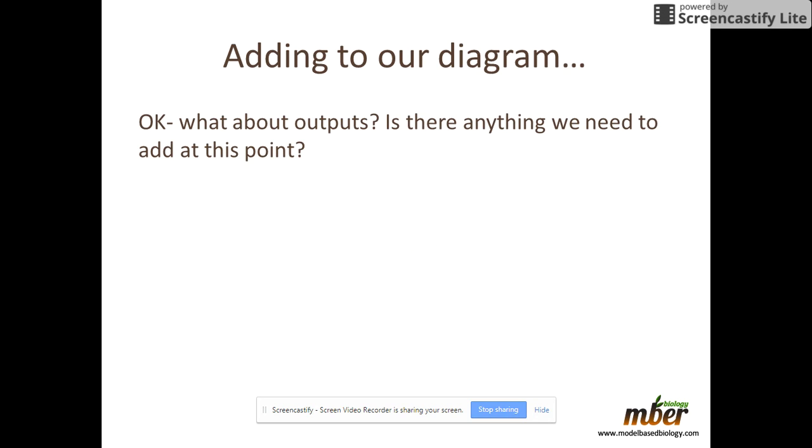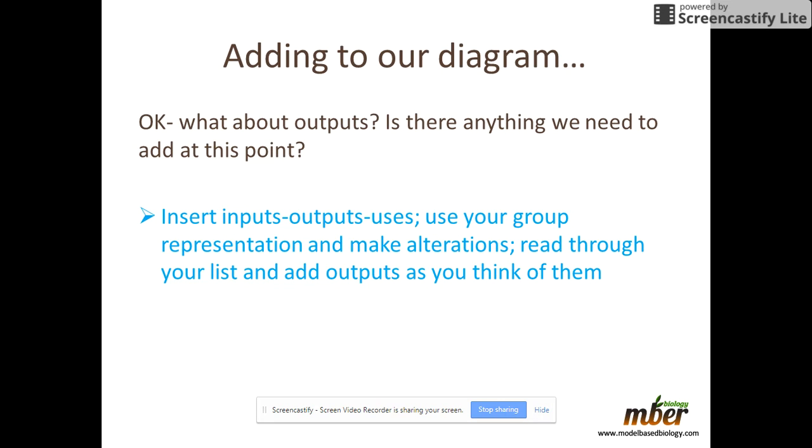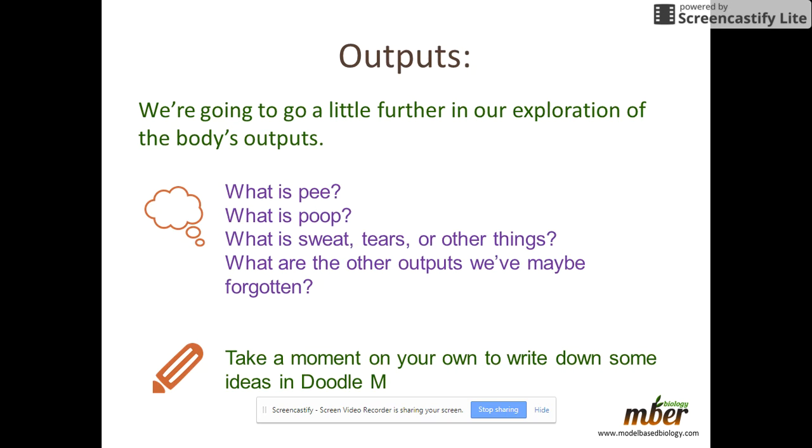Now, what about the outputs? Is there anything we need to add at this point? So go ahead and use your group representation and add into the outputs carbs, lipids, fats, CHON. Think about what you can do to an output for what you have now. All right, once you've done that, let's go to outputs.